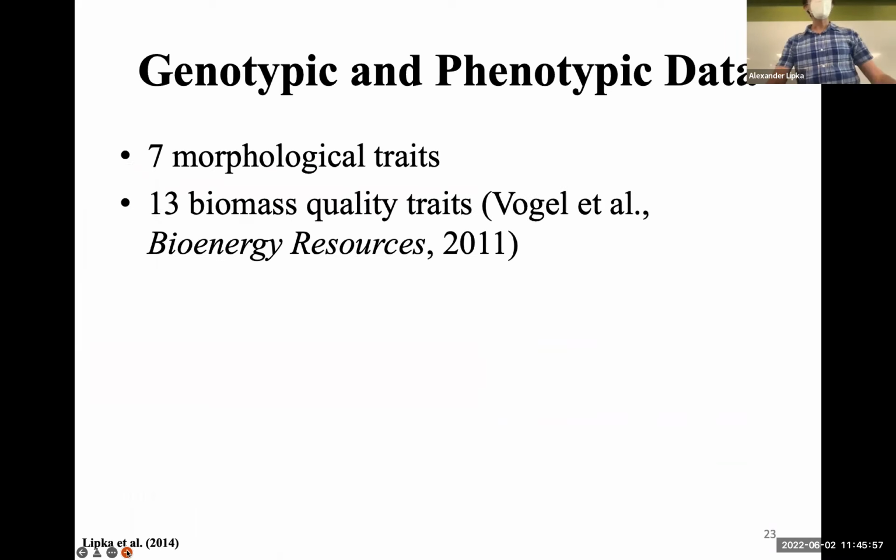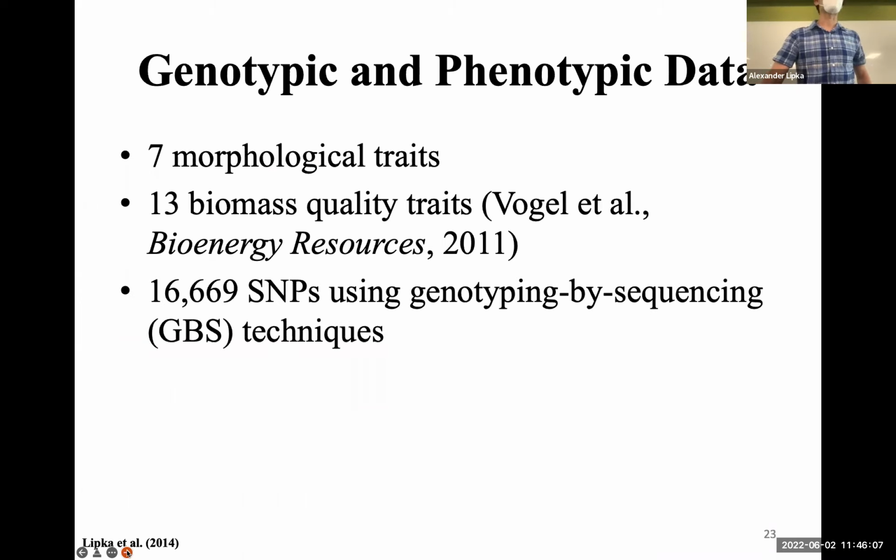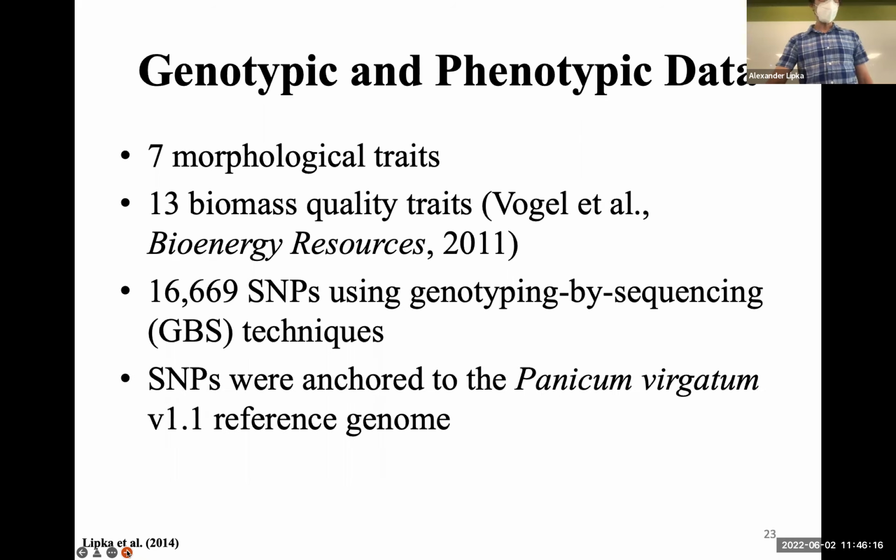And then there are also 13 biomass quality traits that we got from a collaborator of a collaborator, who measured it and published it in this paper over here. And then we had about 17,000 SNPs. We anchored them to a reference genome that was state-of-the-art back in 2014. And we used this to impute missing SNP values, okay?